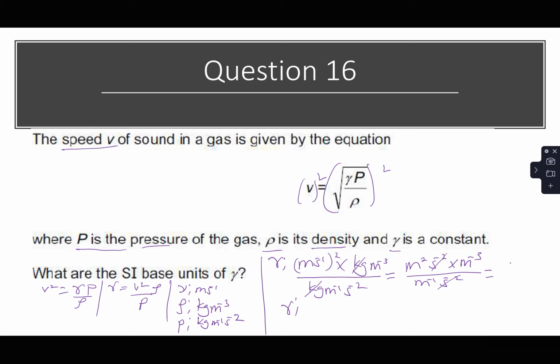This means I have meters power negative 1 in the numerator, because we add the powers, divided by meters power negative 1 in the denominator. So actually, you realize that all the units have cancelled out. So we conclude that gamma has no what? Gamma has no unit. Okay, next.